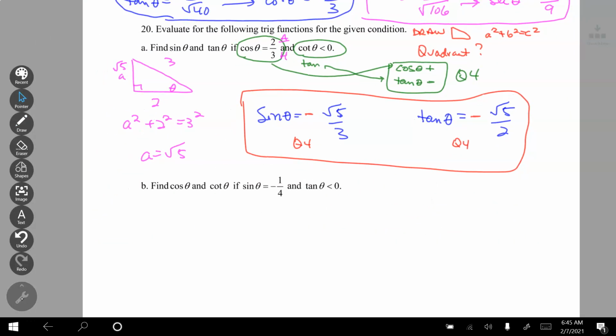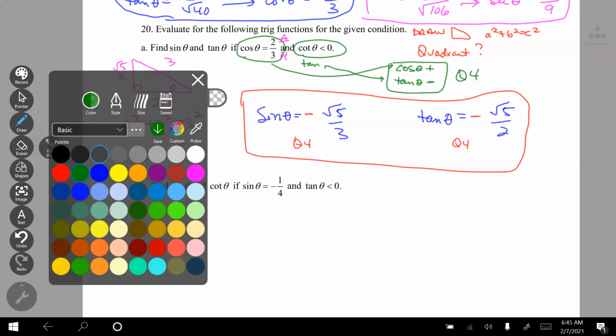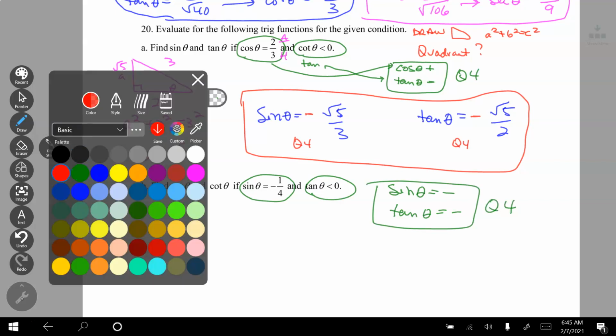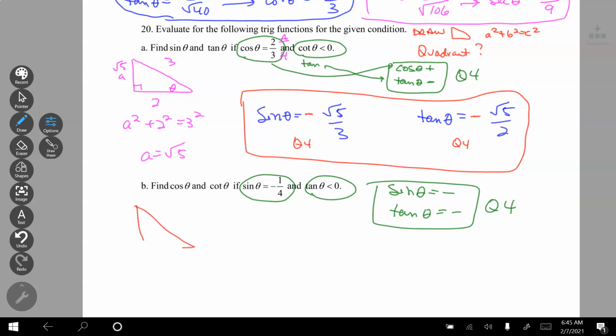Finally, the last one, I'll play the quadrant game. I have sine of theta is equal to negative. Tangent of theta is also equal to a negative. So again, I'm in quadrant 4. That's okay. Draw my triangle. Put my theta here. Do not pay attention to the negative right now. We'll worry about the negative later with the quadrant. This is opposite over hypotenuse. This is side 1. This is side 4.